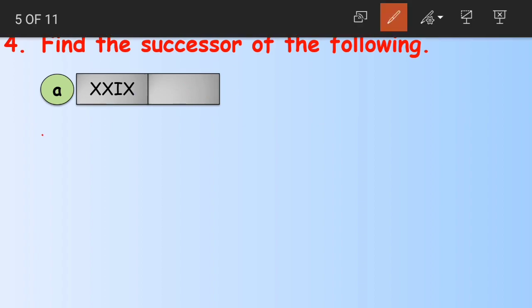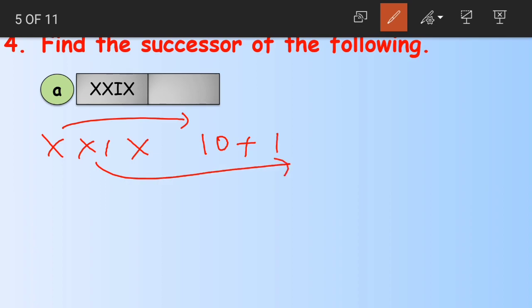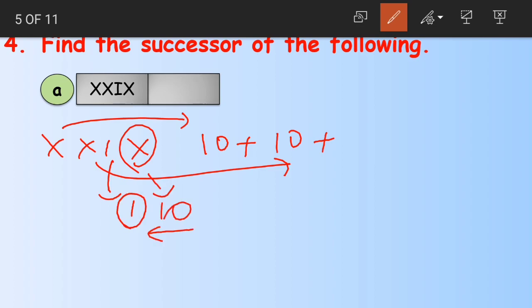The first question is XXIX. Again, XXIX. X is 10. Then again we have 10. We have I here, but after I we have X. Again, the smaller is to the left of the larger number, so we subtract both, 10 minus 1.